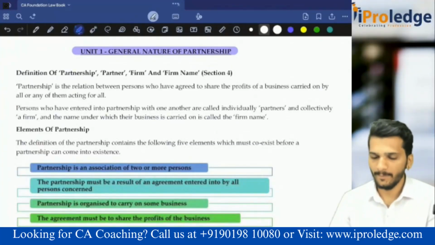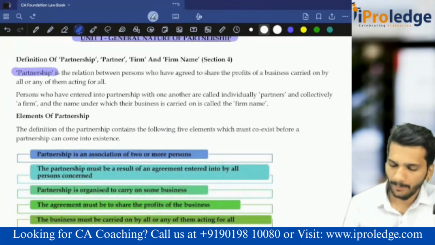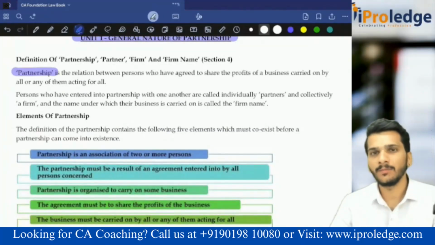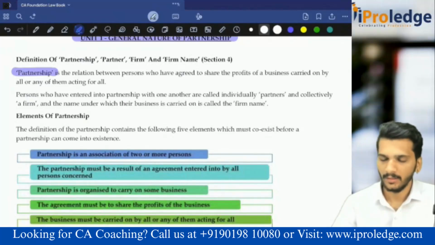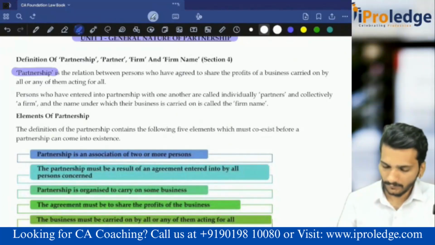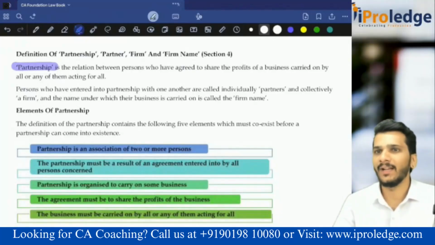General nature of partnership. Partnership means it is a collective name of the partners. It is the association of people which is called the partnership. If I give the individual identity, we call it a partner. If we give the collective identity, we call it a partnership form.